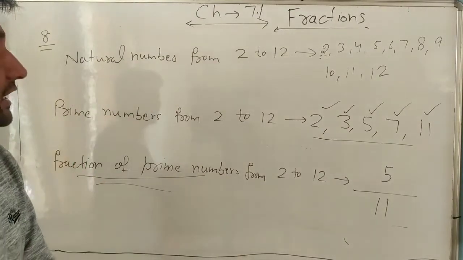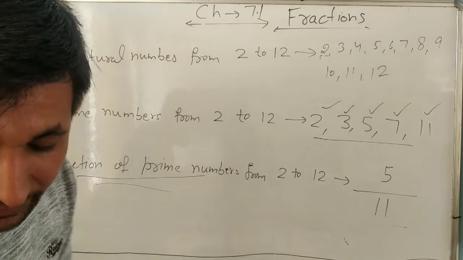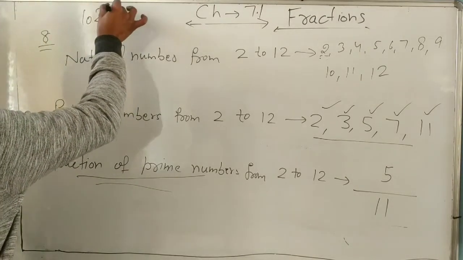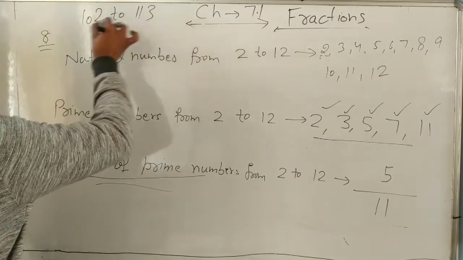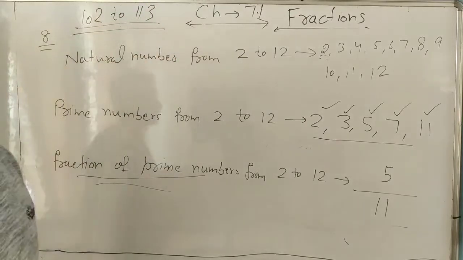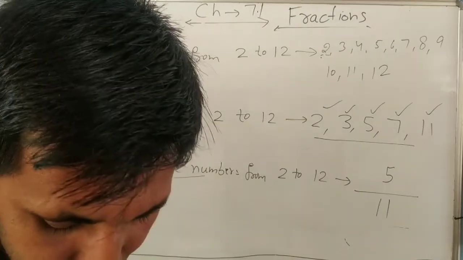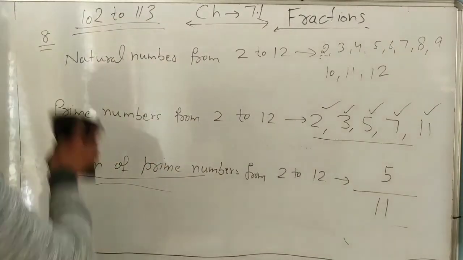Question number 9 is the same as this. Write the natural numbers from 102 to 113. You have to find yourself which ones are prime numbers. Okay, find it. Question number 9, do it yourself. Okay, next is question number 10.